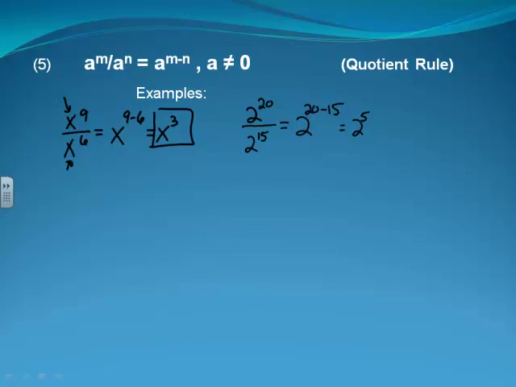2 to the 5th can be further simplified, so you would want to. 2 to the 5th is a series of 5 2's being multiplied together. And 2 times 2 times 2 times 2 times 2 ends up giving you a final simplified answer of 32.